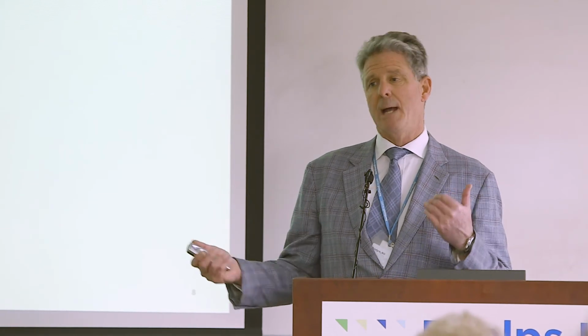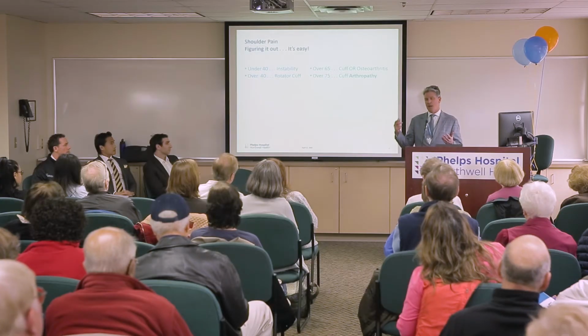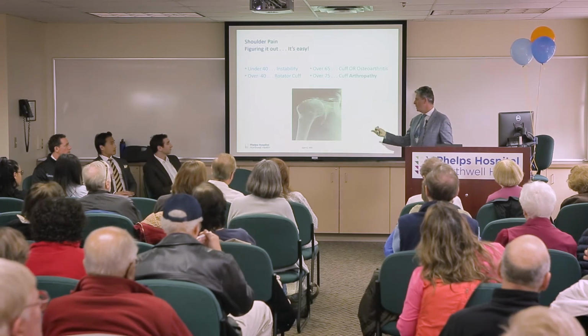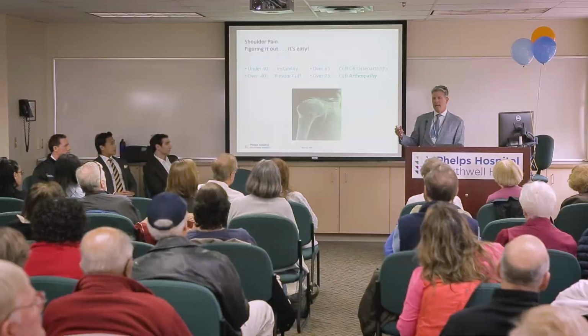And if you're over the age of 75, you're likely to have what's called a rotator cuff arthropathy, and that's a bad combination of rotator cuff disease and osteoarthritis, where not only do we have a loss of the articular cartilage in the joint, but we have a loss of the rotator cuff, and that can cause pain.